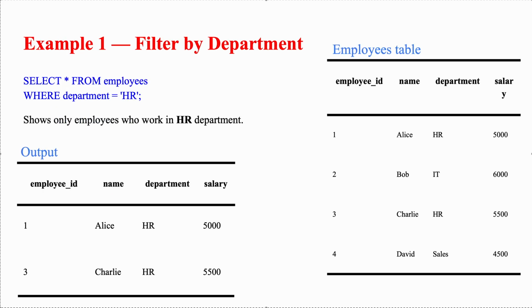Here is our first example, filtering employees by department. In this table, we have employees from different departments. Using WHERE department = 'HR', we only get the employees who work in HR. The database gives us just those rows.